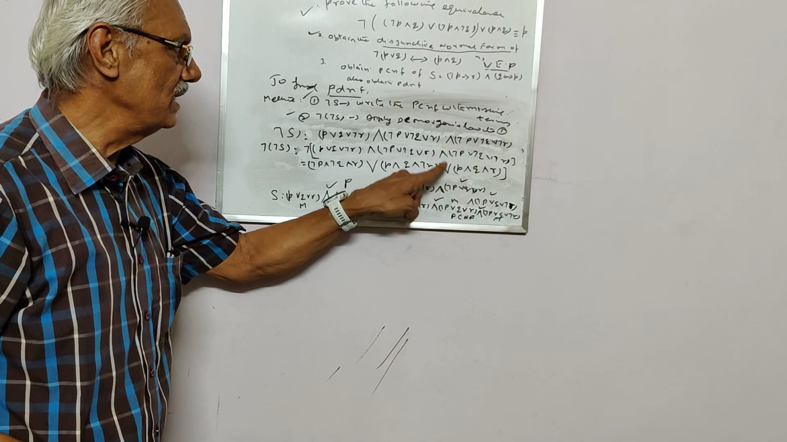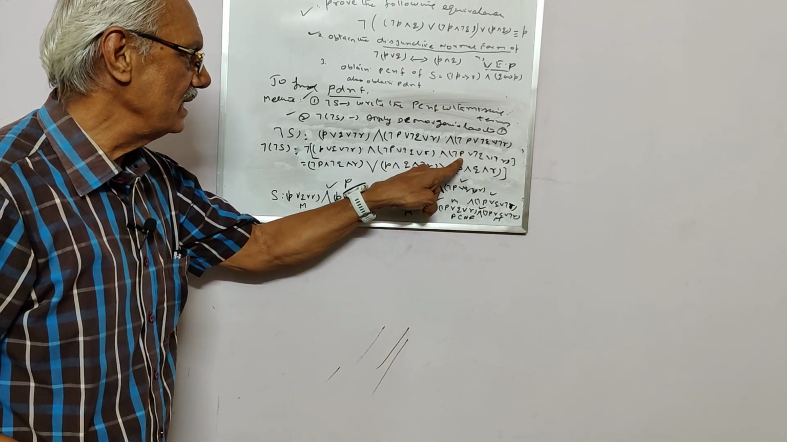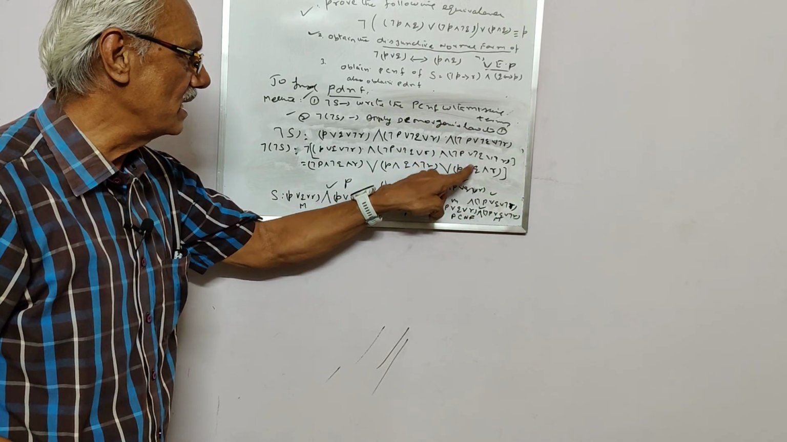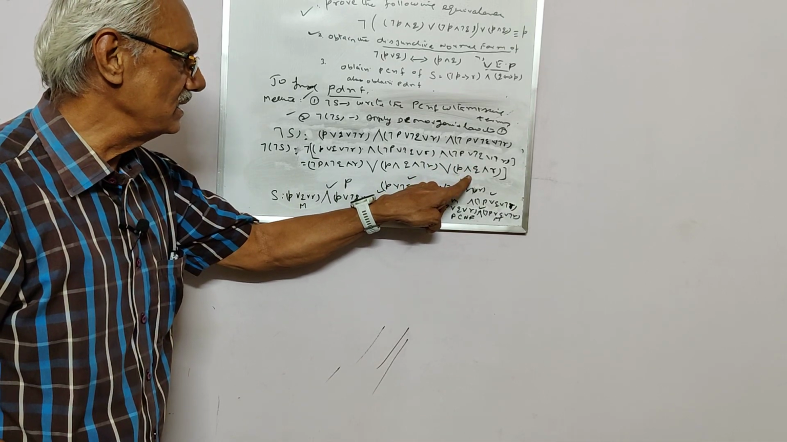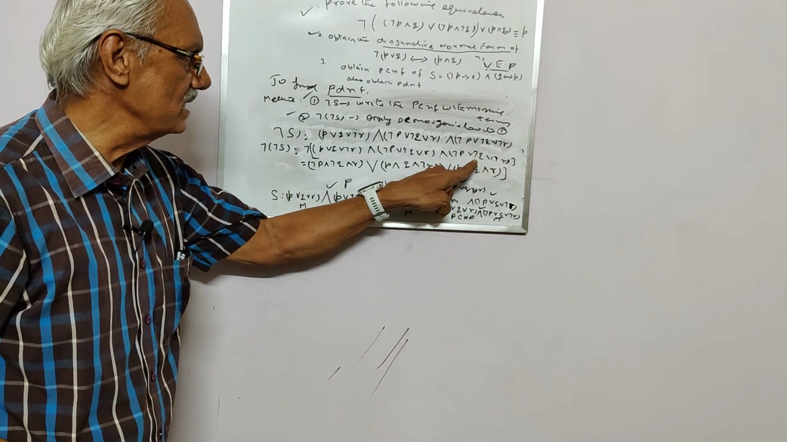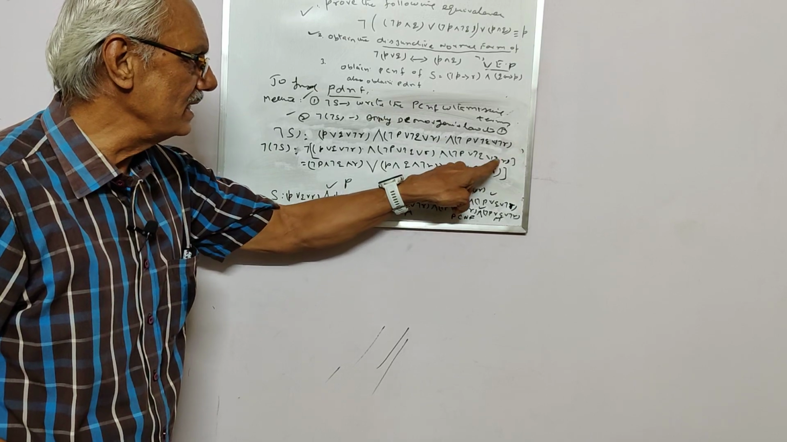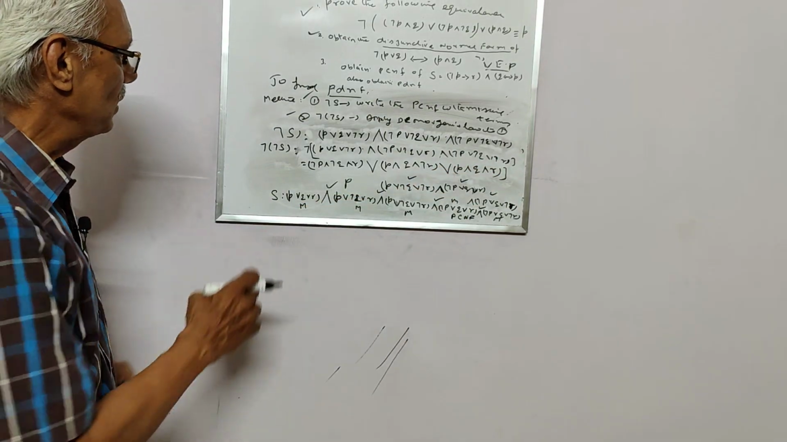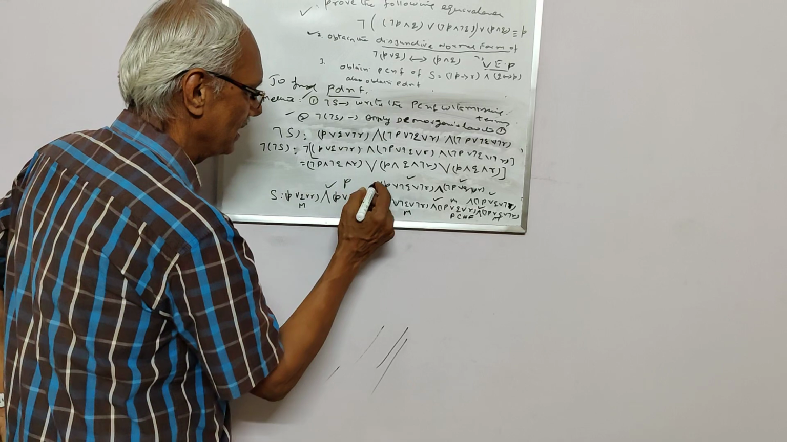Then again it is a conjunction. It becomes disjunction. Apply here. It is P here. Then this will become conjunction. This will become conjunction. Negation Q is Q, and negation of R. So what do you have? Can you see this here?